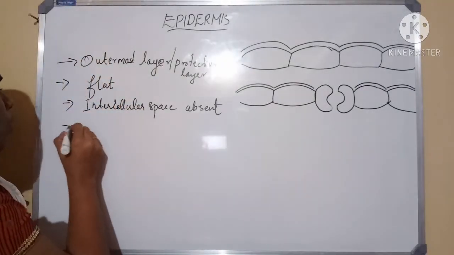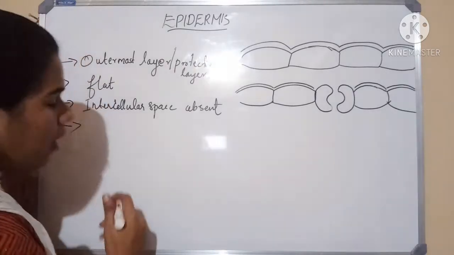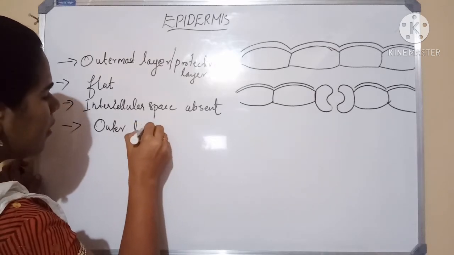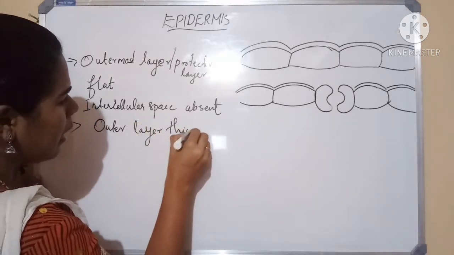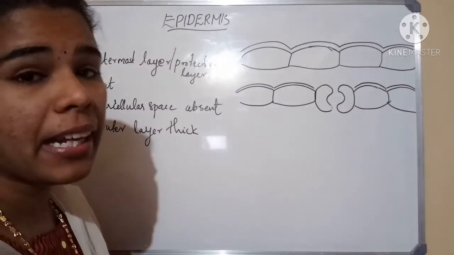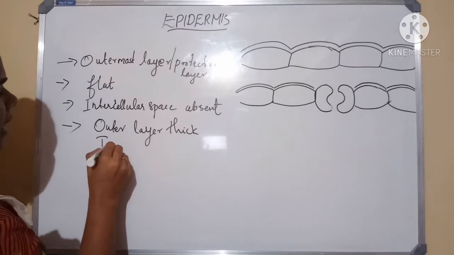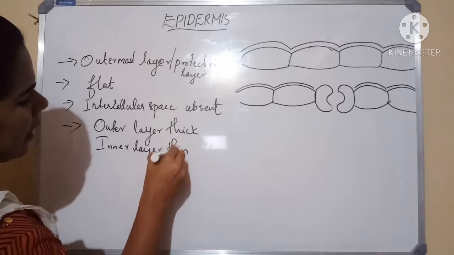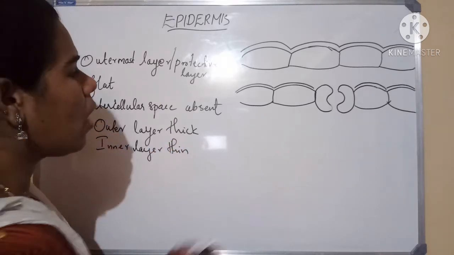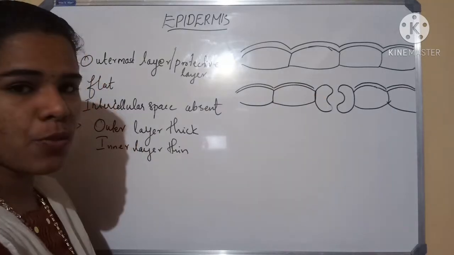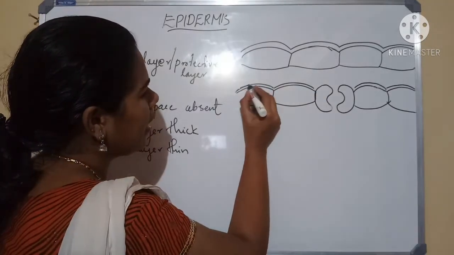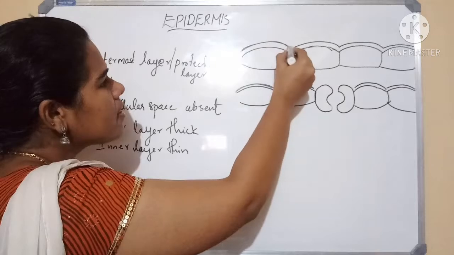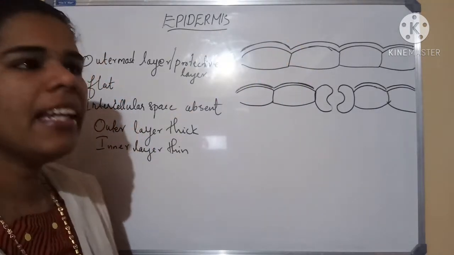So the most important peculiar feature here is that the epidermal cells' outer layer is comparatively thick and the inner layer thin. The outermost layer is thick. So that's why I denoted the second layer, I drew the second layer. The outer layer is comparatively thick than the inner layer.